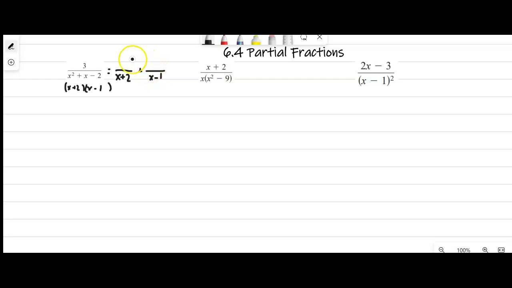And what we do is put some sort of variable, a missing value, up here, and in this case it's going to be a constant term, but the rule is what goes in the numerator must always be an expression that is 1 degree less than what the denominator is. We have a first degree polynomial in the denominator, so we put constant terms up here in the numerator.